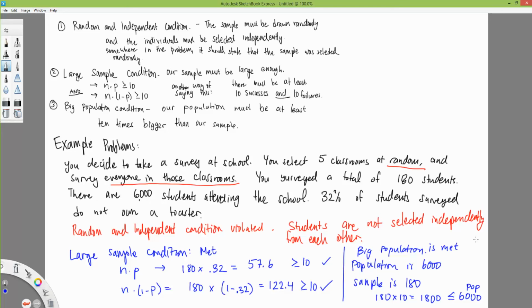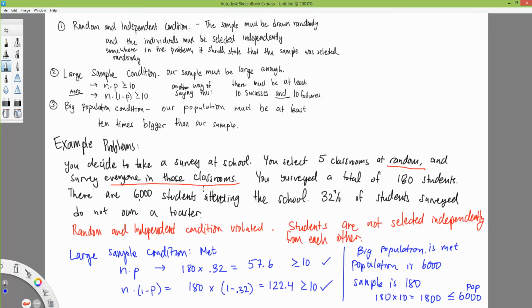Okay. Just the second one? So just the random and independent condition was violated. Okay? Sample must be drawn randomly and the individuals must be selected independently. So it should be saying that the sample is selected randomly. This one, it says that the classrooms were selected at random, but everybody was selected in the classroom, so that's not independently. Okay?